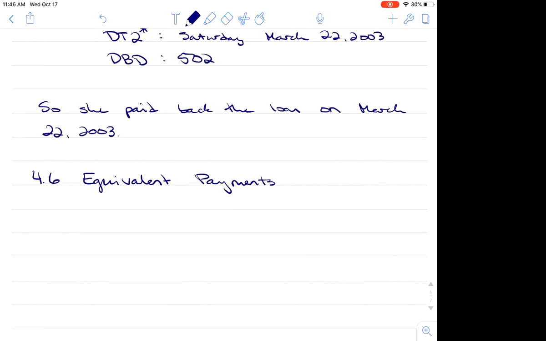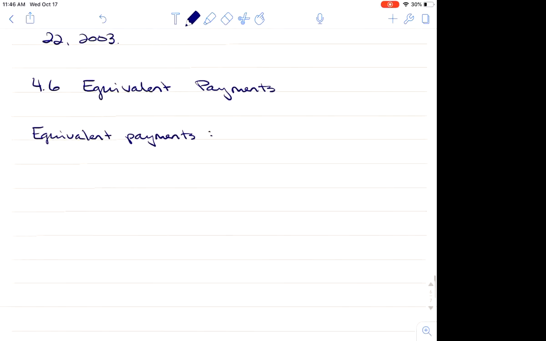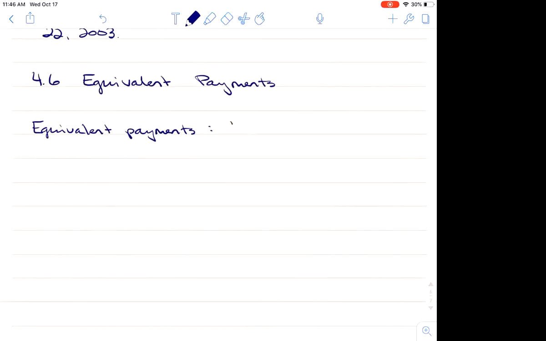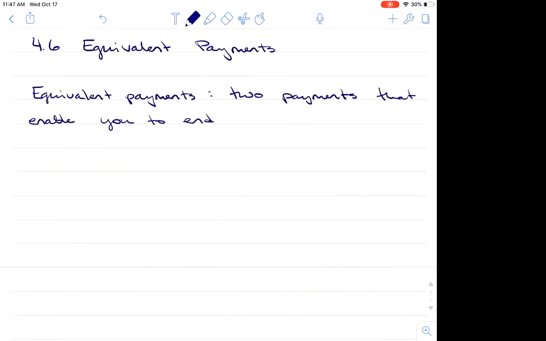So now, equivalent payments are just two payments that enable you to end up at the same dollar amount at a later date.